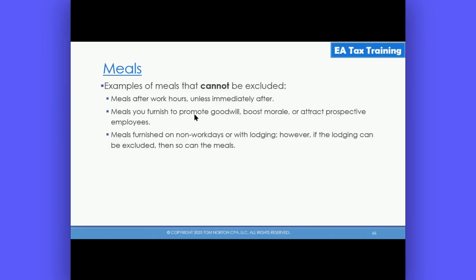Then meals furnished on non-work days or with lodging. However, if the lodging can be excluded, then so can the meals. So we talked about the rules for lodging. If you can exclude the lodging, you can exclude the meals. But if you cannot exclude the lodging, then you cannot exclude the meals. And any meals furnished on non-work days, also, you would not be able to exclude.